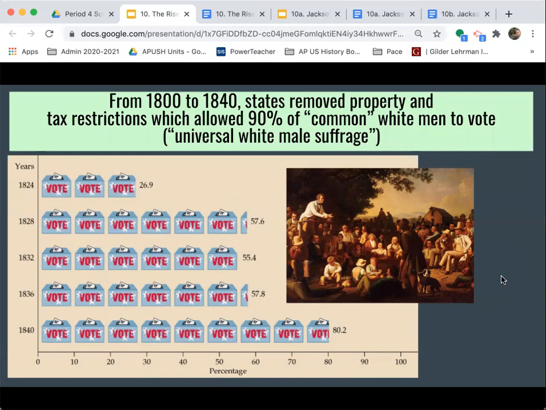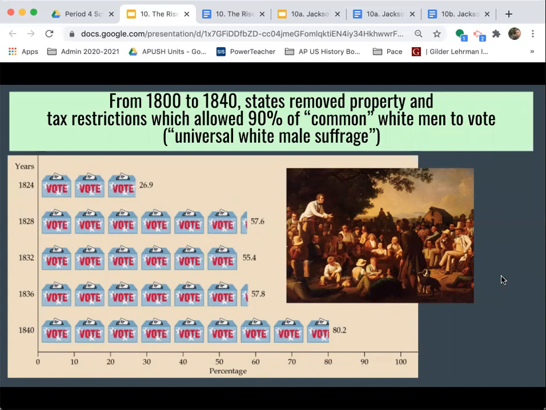So as we let more common people vote, right, by 1840, 90% of common white men are allowed to vote. We call this universal white male suffrage. It's often called universal male suffrage, which is inaccurate because only white males are still able to vote. Make sure we're precise with our language and specific. So this rise of universal white male suffrage is also going to lead to a rise of candidates who have to appeal to everyday people.